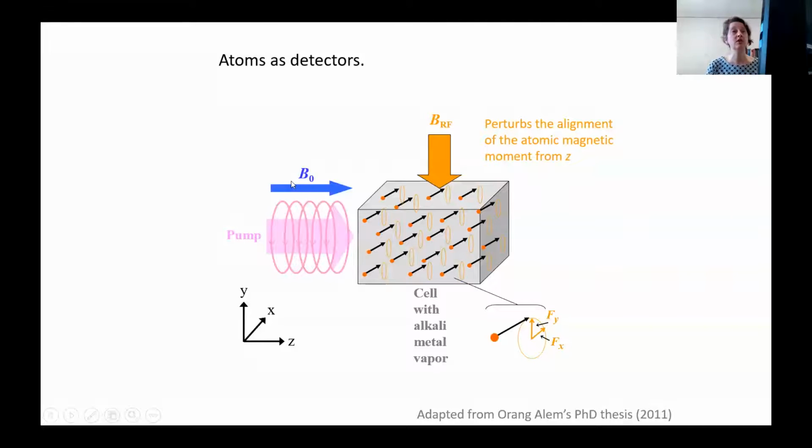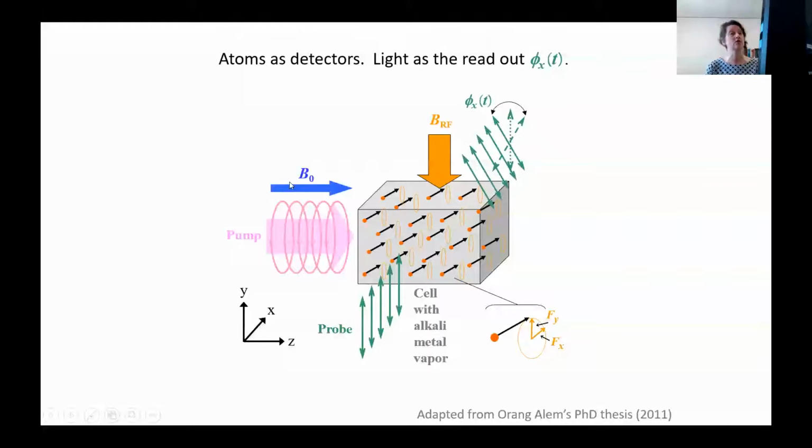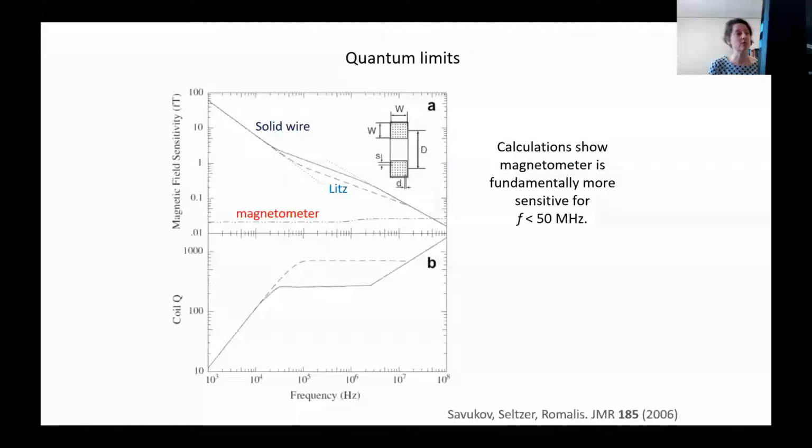So we have some precession, and then we do something called Faraday rotation, which is we take linearly polarized light, and the linearly polarized light has a circular birefringence. And so as it passes through the material, according to the magnetization that's in that direction, the linear polarization goes back and forth. And that's our detection technique.